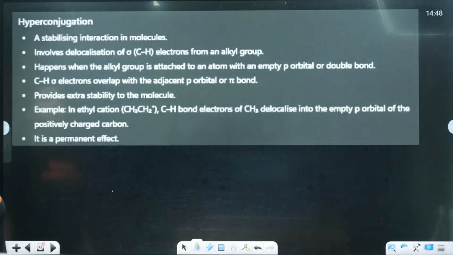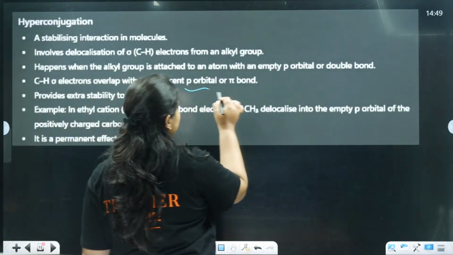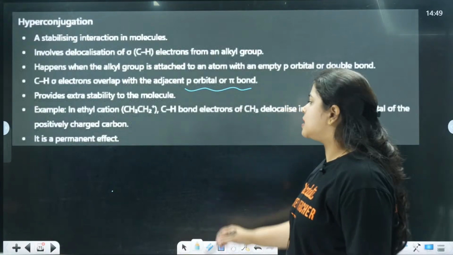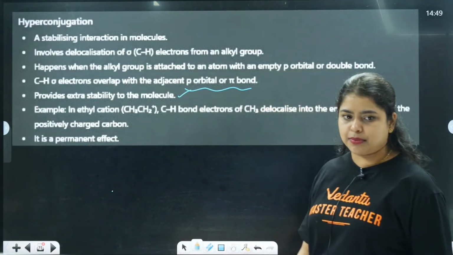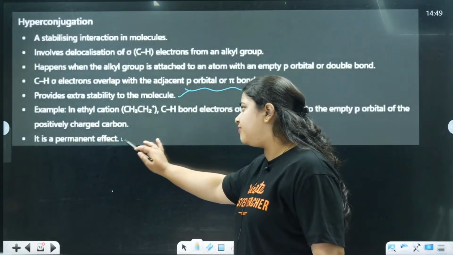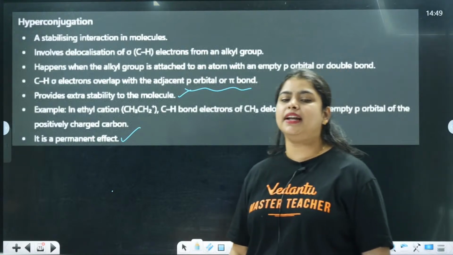Okay, let's try to finish it. Hyperconjugation is a stabilizing interaction in the molecule. It involves the delocalization of CH sigma electrons from an alkyl group, and it happens when the alkyl group is attached to an atom with an empty p orbital or a double bond, and the CH electrons overlap with the adjacent p orbital or a pi bond. It provides extra stability to the molecule, and it is also a permanent effect. So hyperconjugation is a permanent effect.